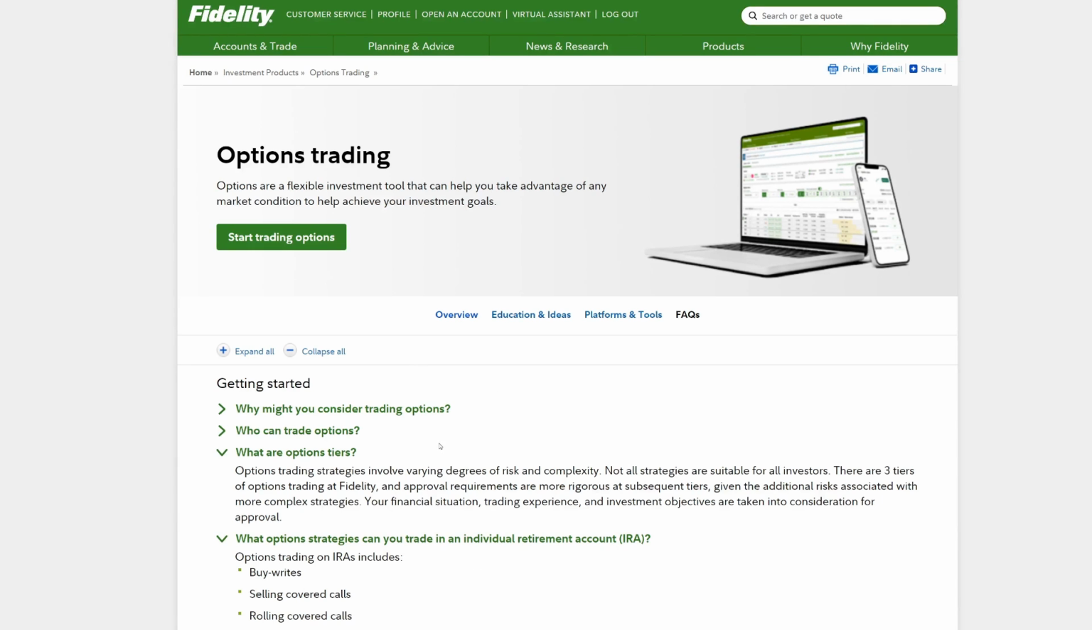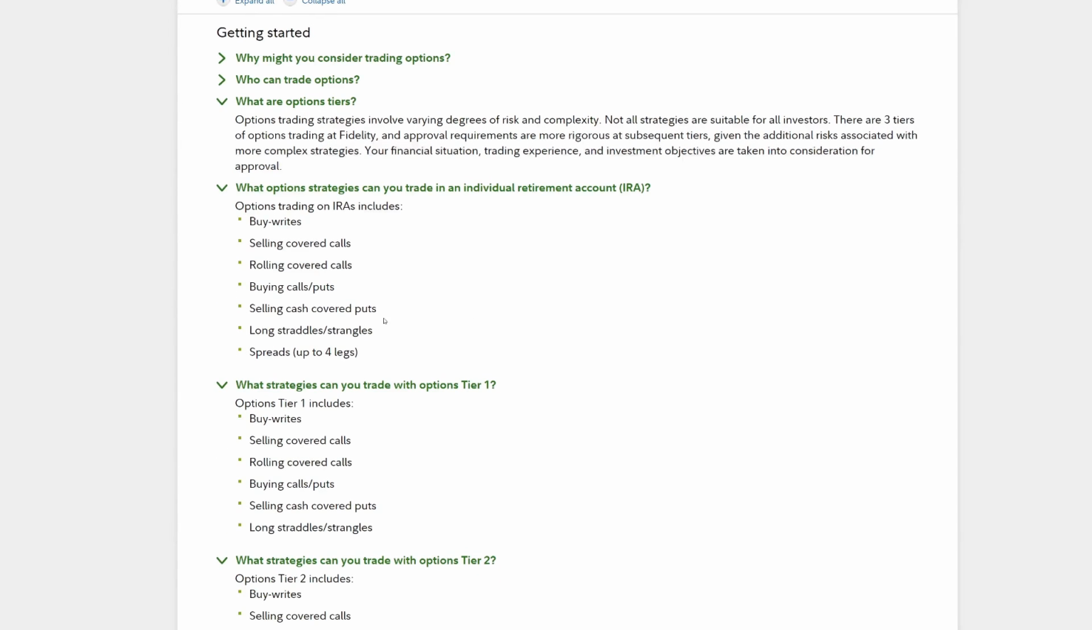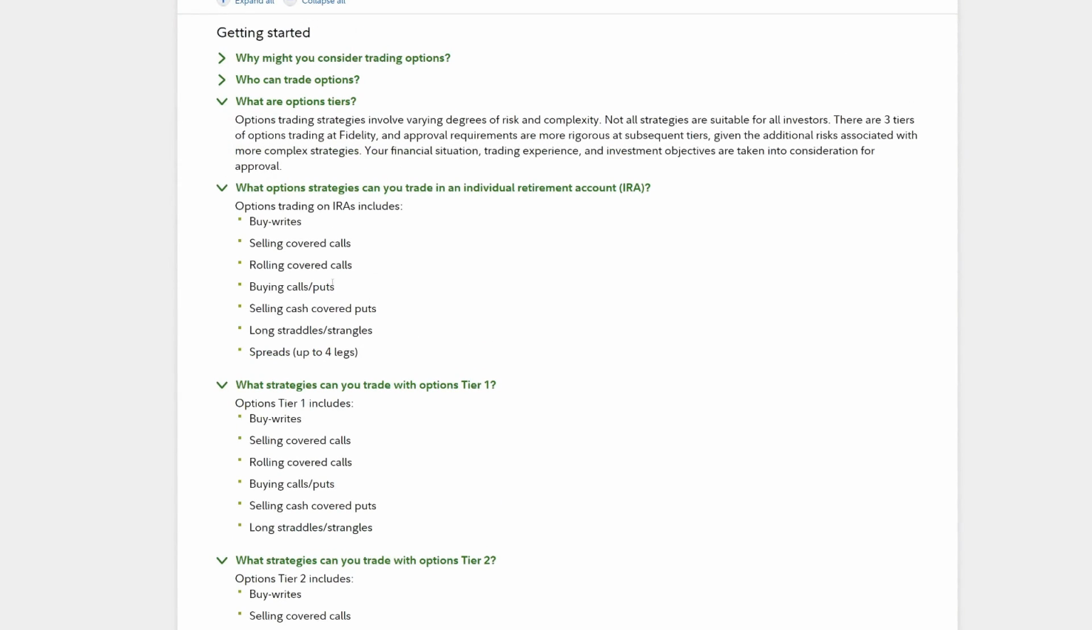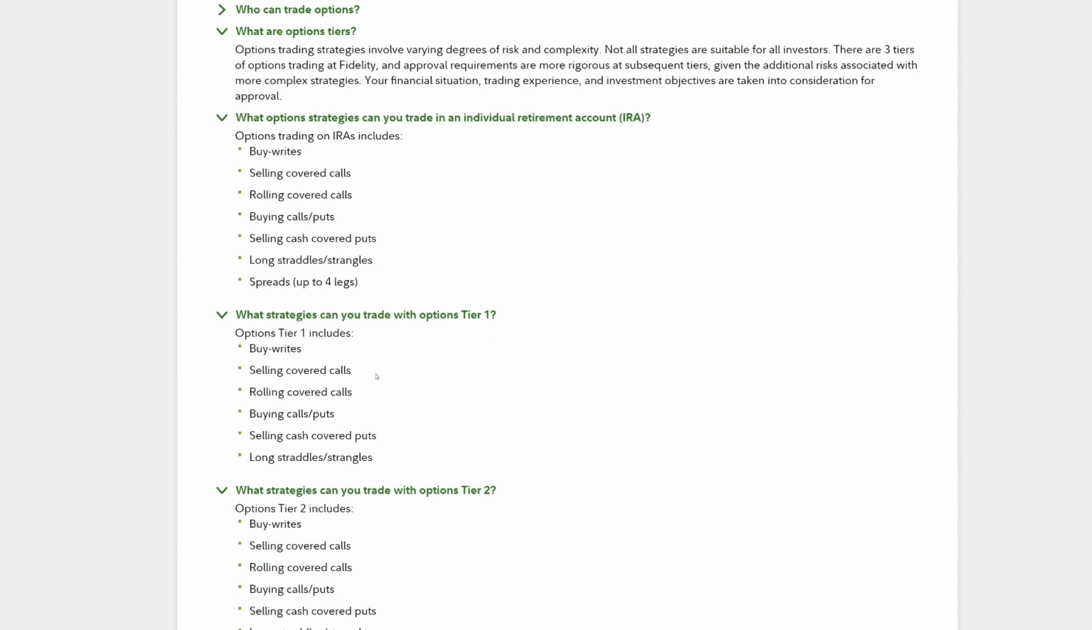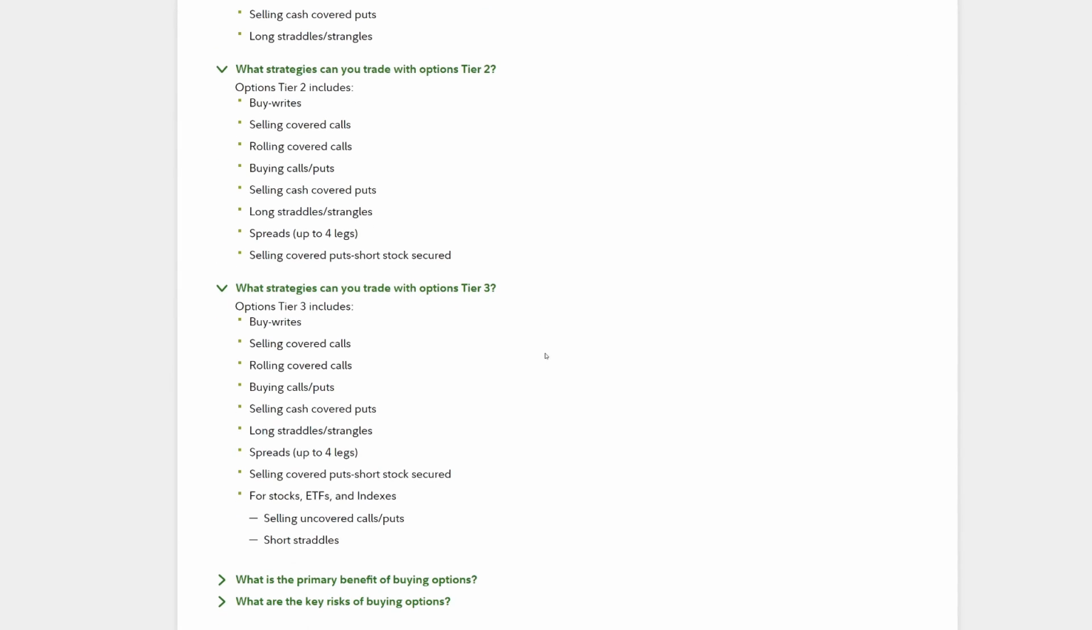I do have the options frequently asked questions, just so you guys can kind of know. I'm assuming that you already have tier 1. In the options world there are at least 3 tiers: tier 1, 2, and 3. For our case we need at least tier 1, which is selling covered calls. I'll scroll all the way to the very bottom in case you're interested in seeing all the tiers, but let's get started.